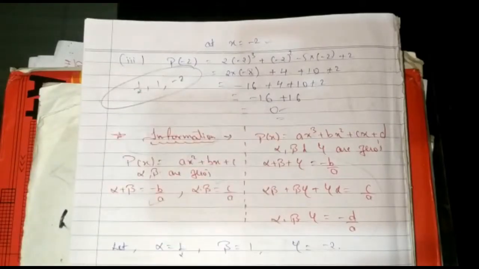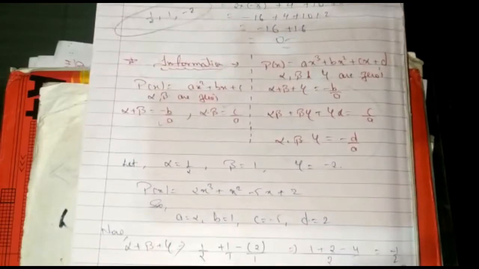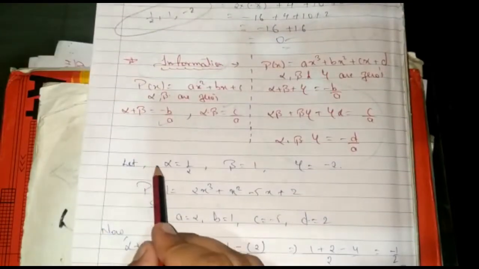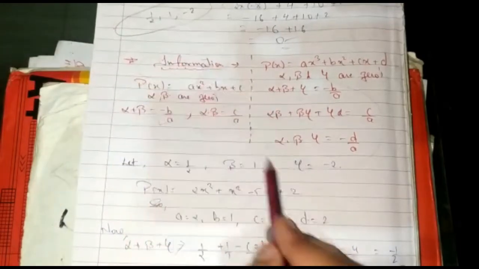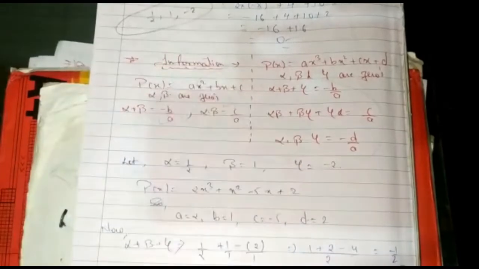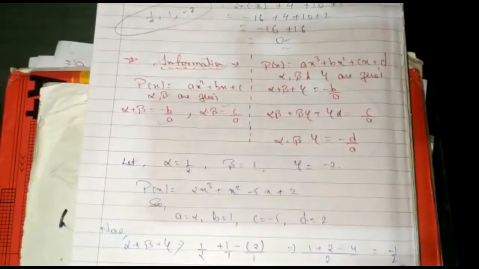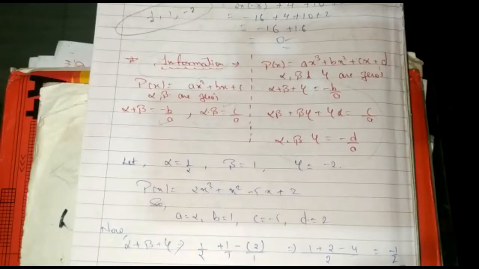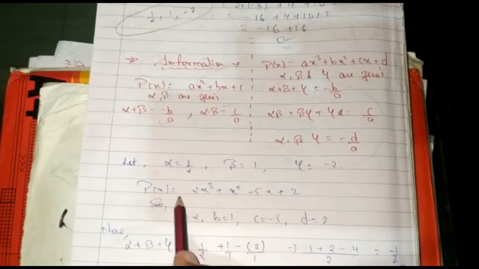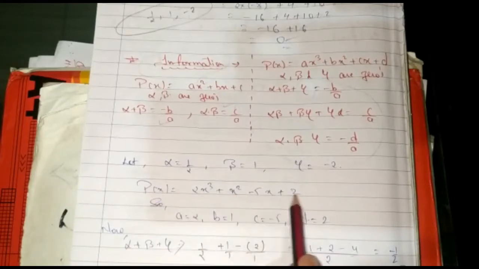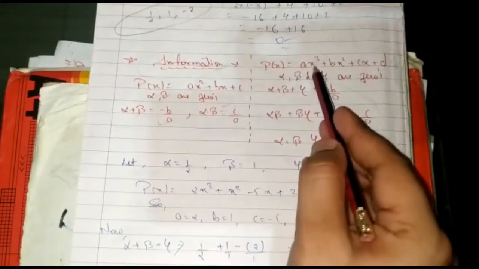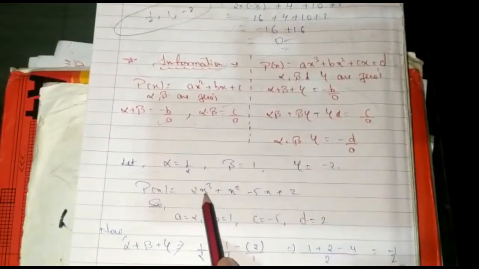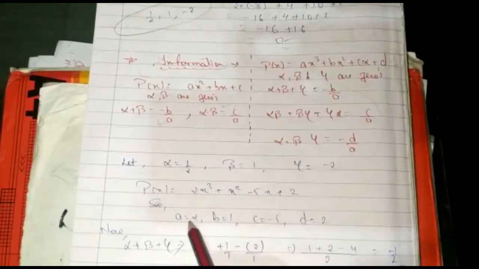So let us discuss further. Let alpha equal to 1 by 2, these are the zeros, beta equal to 1 and gamma equal to minus 2. This is gamma, which is a little bit new for you students. So alpha equal to 1 by 2, beta equal to 1 and gamma equal to minus 2. So p of x equals 2x cube plus x square minus 5x plus 2. When we compare this equation with the general polynomial, the x cube coefficient is a, and the x cube coefficient is 2. So we can say that a is equal to 2.